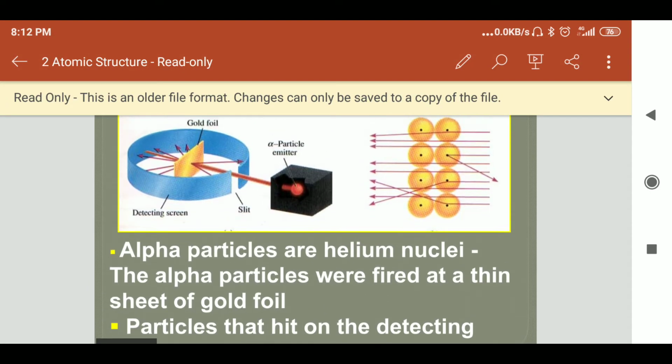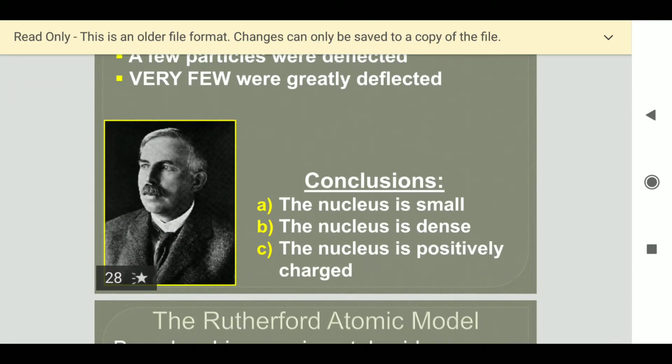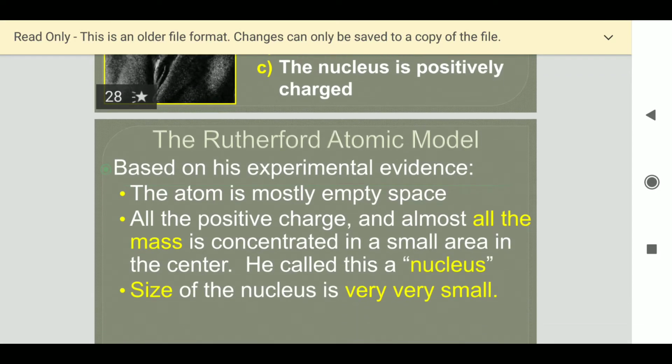So in this, most of the particles go straight and some of them get deflected. He concluded that the nucleus is very small and very dense, and that it has positively charged particles. The Rutherford atomic model was based on his experimental evidence that the atom is mostly empty space, and almost all the positive charge and mass is concentrated in a small area at the center. He called this the nucleus, and the size of the nucleus is very, very small.